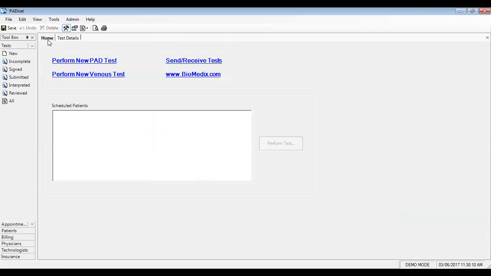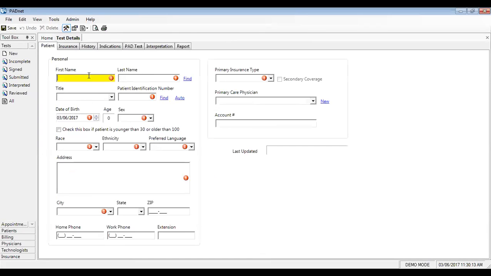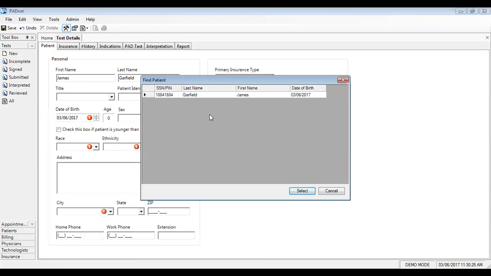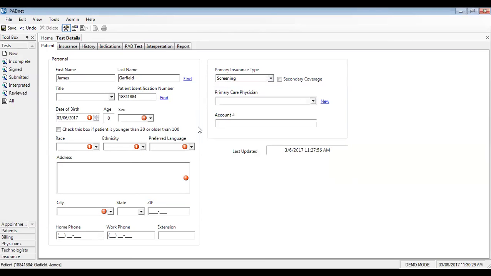We're going to click Home. You're going to click Perform New PAD Test. And we're going to test Mr. Garfield again here. So what you do is you just enter the patient's first and last name, you click Find, and it brings the patient up no problem. If I had entered this patient's information already during the last test, the screening protocol, I wouldn't need to enter it again. I can just enter first and last name, Find, and it brings all the patient's information up.